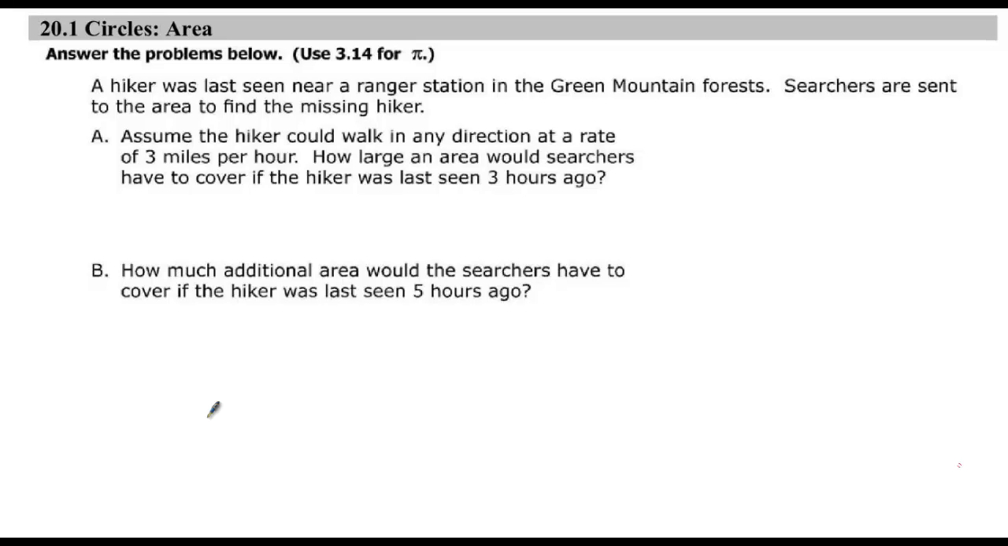Okay, here we are. This is the 20.1 intervention problem video. It's all about circles, and you've seen these types of area problems before. First off, since it is about area, let's make sure that we write the formula down first. So the area of a circle is always pi times the radius squared, which means we're going to need the radius of a circle to solve this.